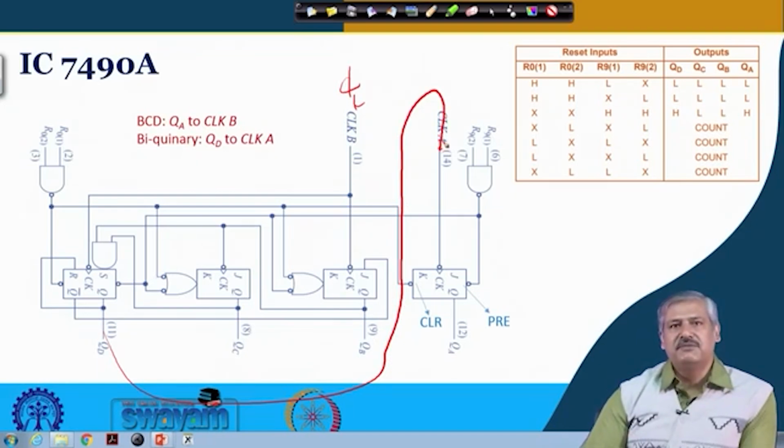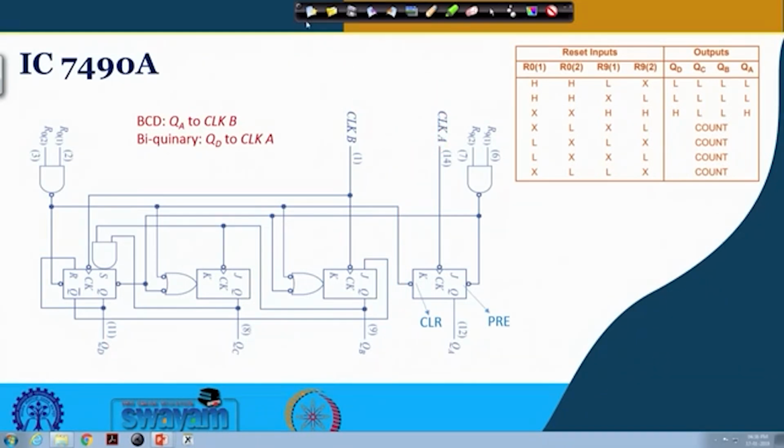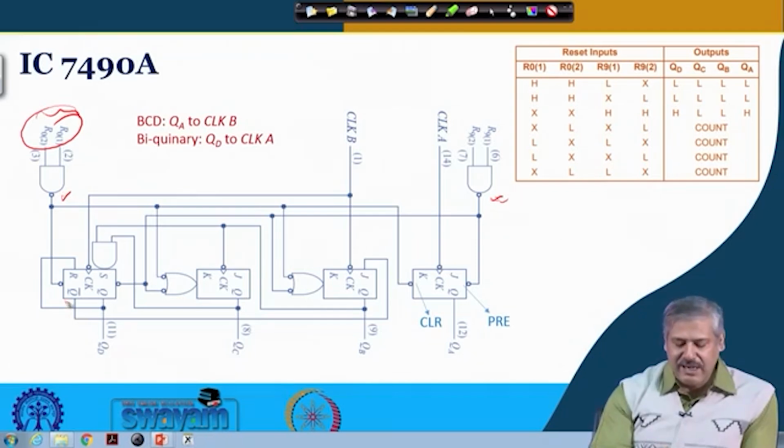Is it fine, right. Now there are two other sets of inputs, R01 and R02. When any one of them is low, the proper count is happening, I shall discuss that a little later. When both of them are high, then this output is low, and it will be cleared, all of them will be cleared.